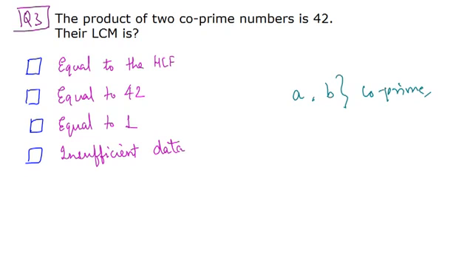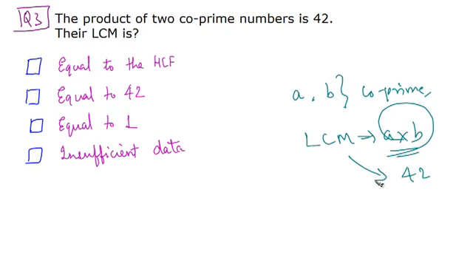Well, it turns out that if a pair of numbers or a group of numbers are co-prime, then their LCM is nothing but the product of these numbers. So their LCM is anyway going to be A times B. So in this case, you are already given this product, which is 42. So LCM is 42. Hence our answer is option B.